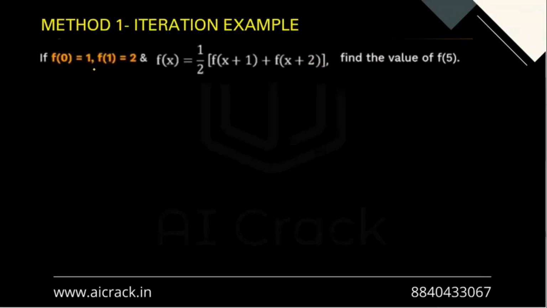So let's take an example first. We have been given that f(0) equals 1, f(1) equals 2, and f(x) equals 1 by 2 times f(x+1) plus f(x+2). Find the value of f(5). Now the main idea is to just plug in values and try to find the other values.